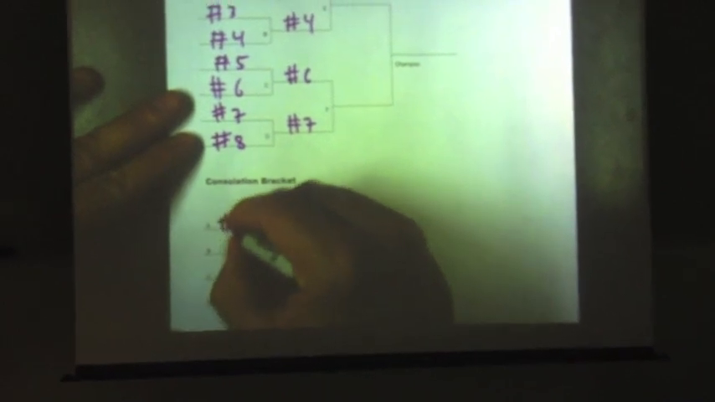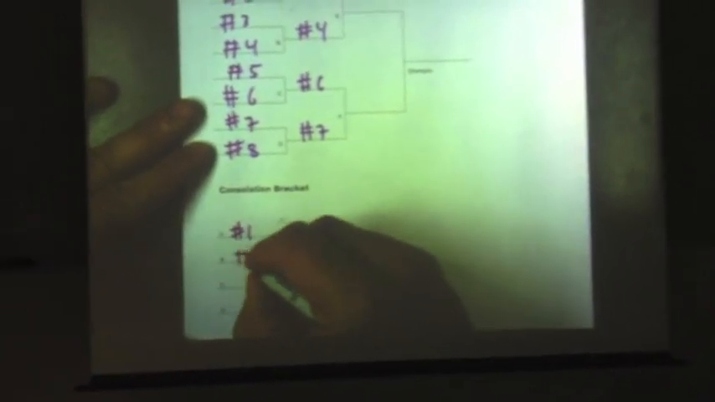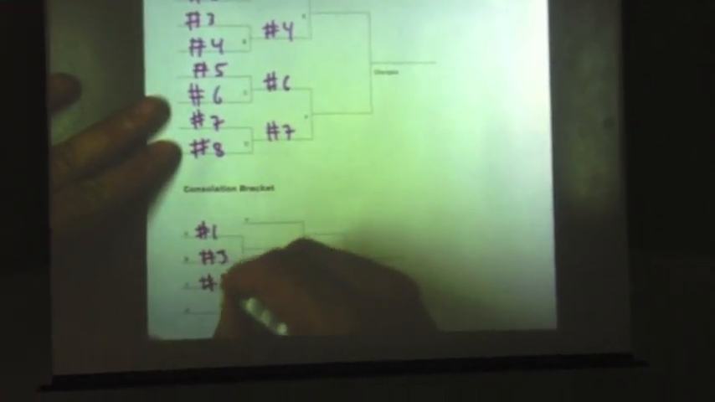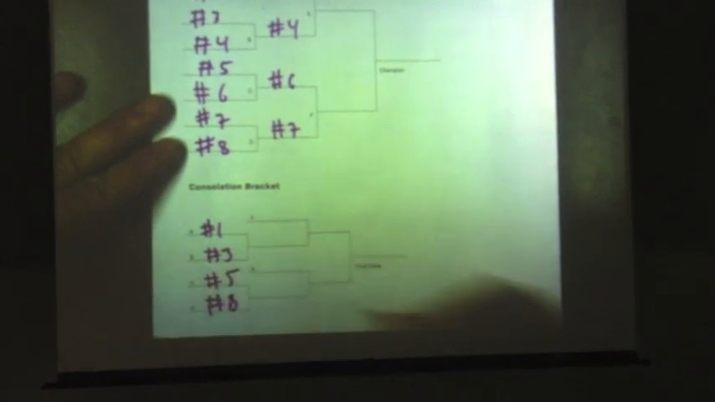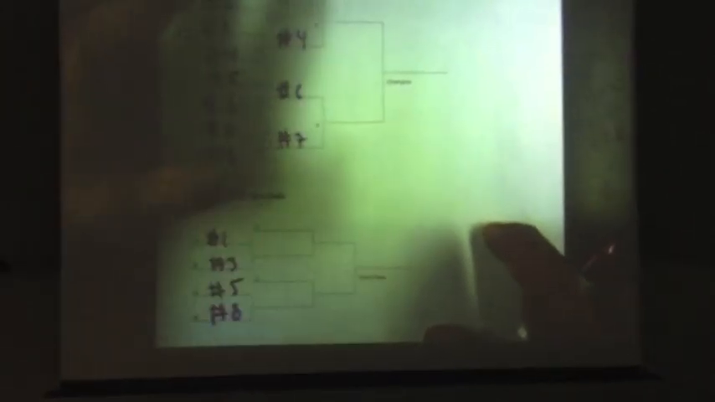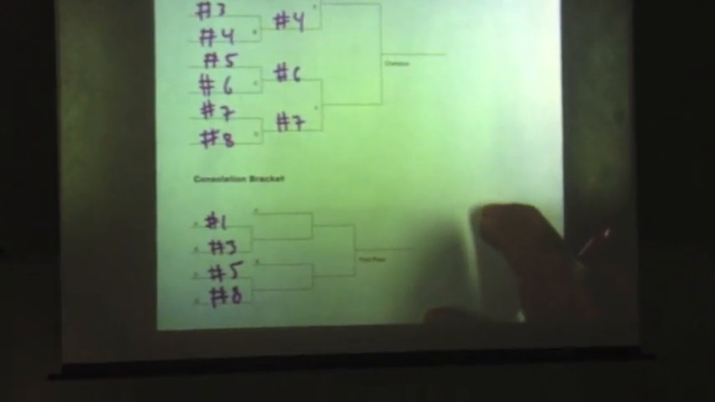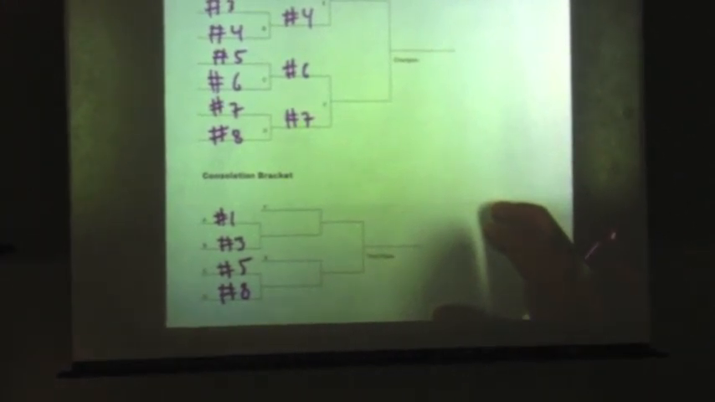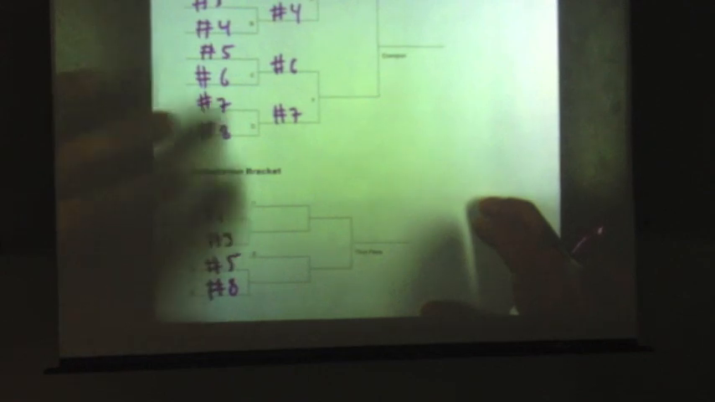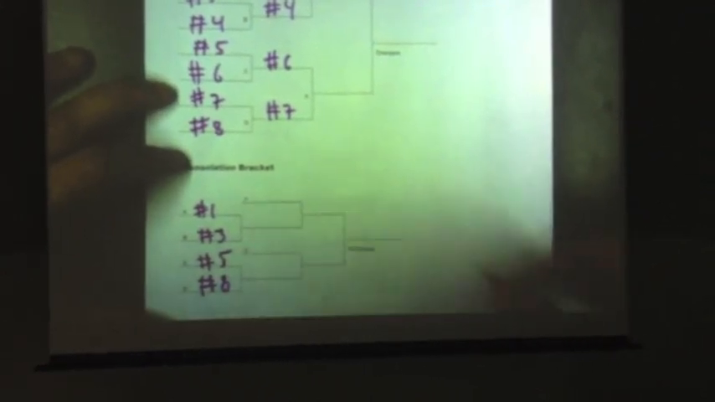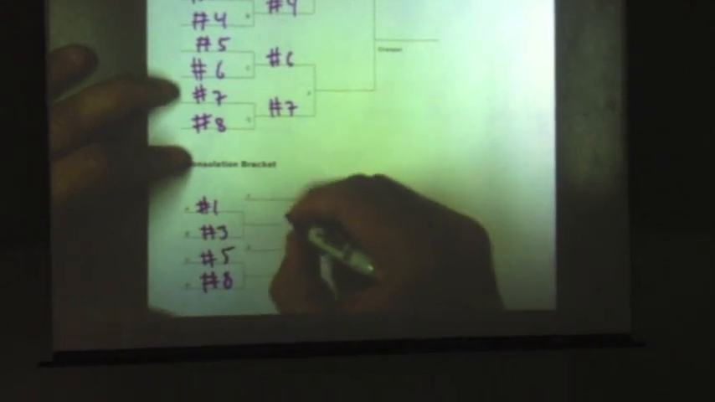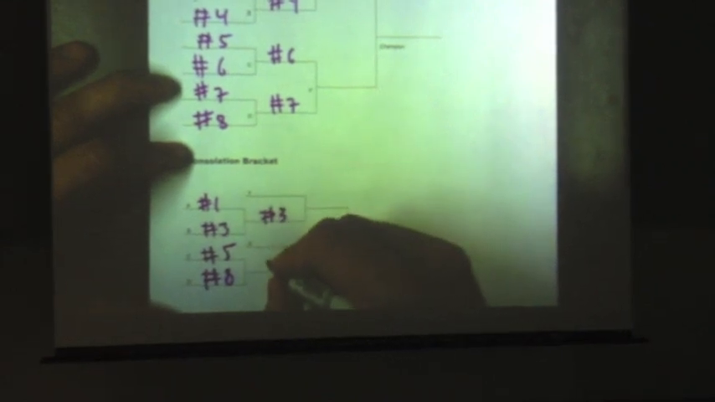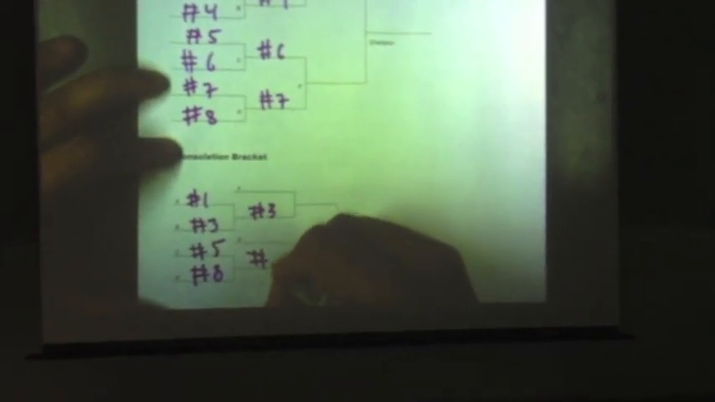So number 1, number 3, number 5, and number 8. So now we have the first round of the championship bracket is finished. The semifinals of the championship bracket is ready to rock, and we also have the first round of the consolation brackets. So let's go ahead and run the consolation brackets first. I always like to do that. So we'll say number 3 wins, and number 8 wins his match, his first consolation match.